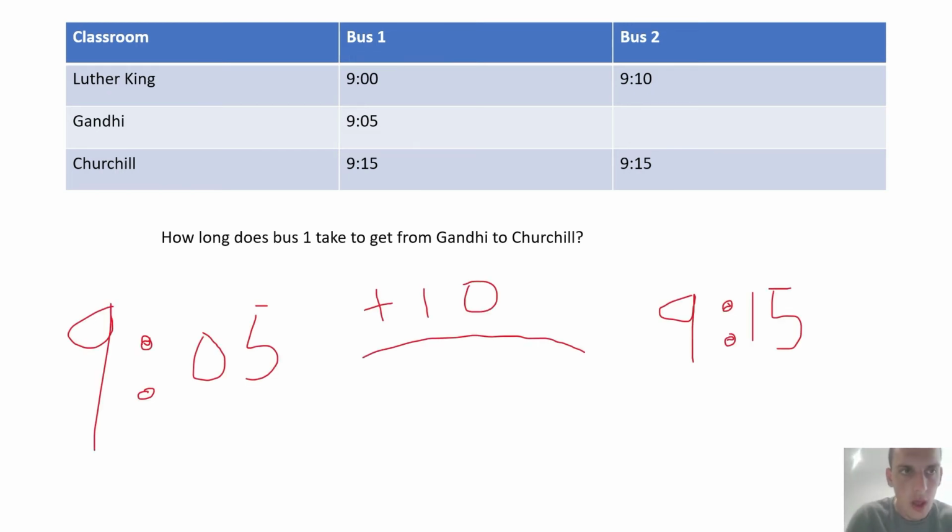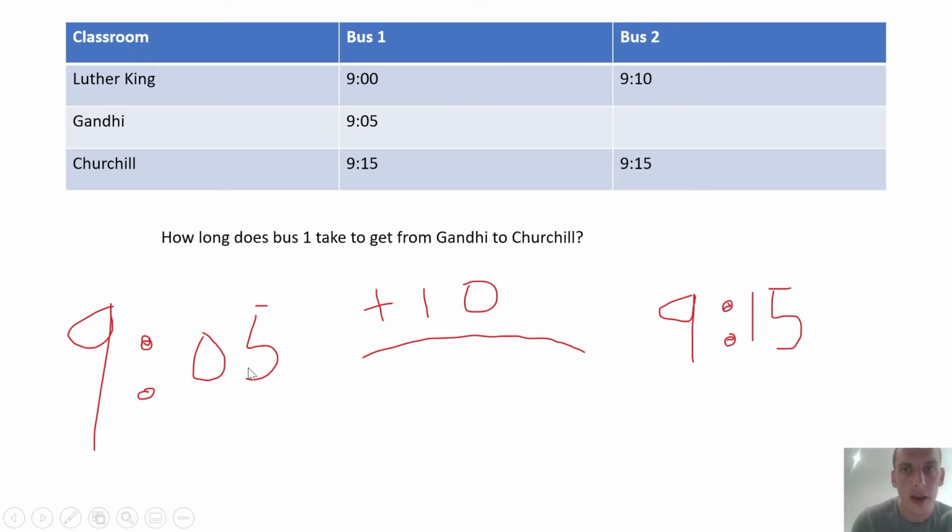Excellent. So bus 1 arrives at Gandhi at 9:05 and it gets to Churchill at 9:15. Okay, so we don't know how long it takes to get from Gandhi to Churchill. Remember, the way to work that out is to find out the difference. Once we've worked out the difference, we then know how long it takes.